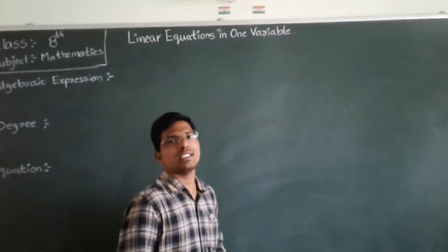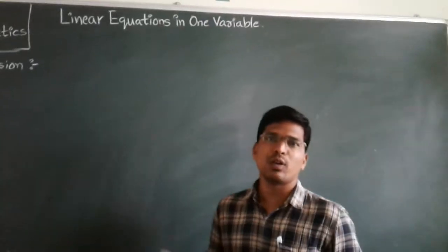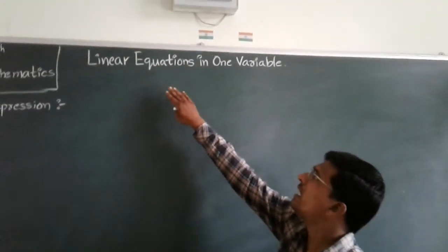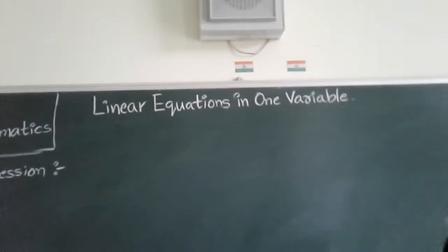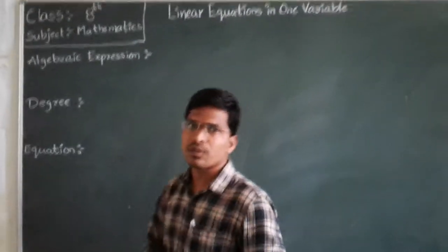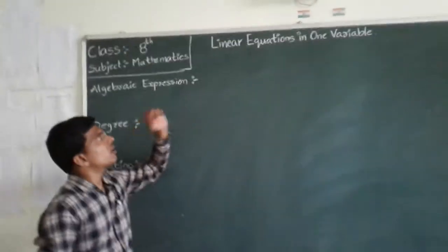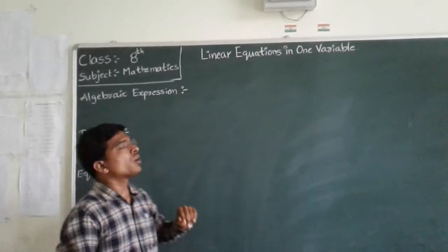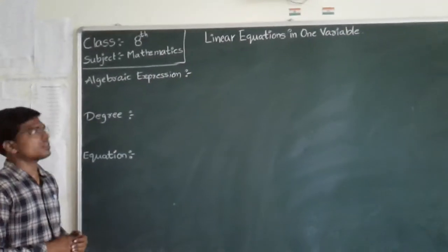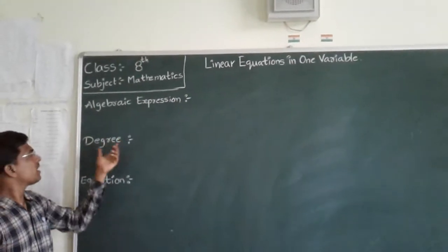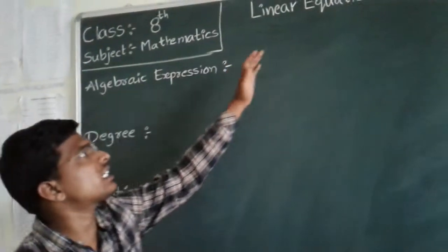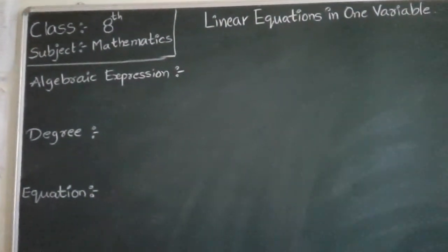Students, in the previous class we have discussed the chapter exponents and powers. Today's class we are going to discuss the chapter linear equations in one variable. It is a new chapter in our textbook. Before starting this chapter, we should know the basic terms: algebraic expression, degree, and equation. If we know these terms, then only we can understand the chapter linear equations in one variable.